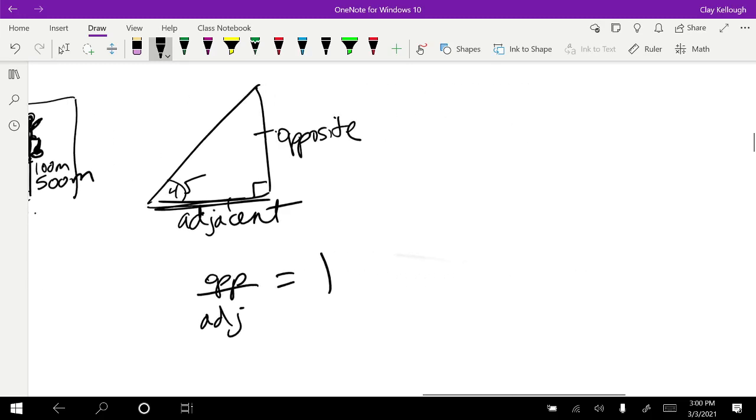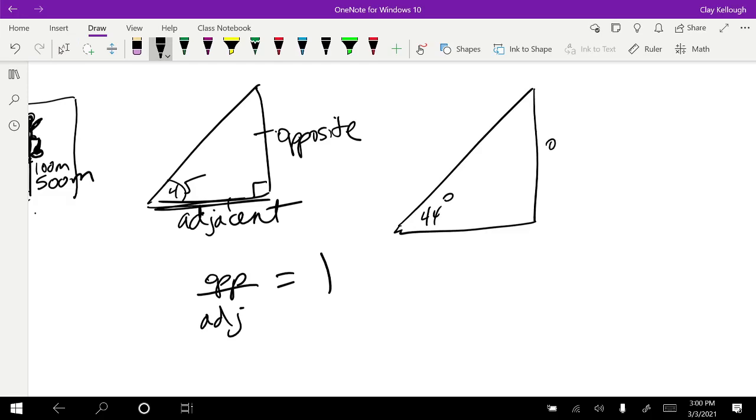But here's the thing. All triangles that are the same shape are proportional. So even though I wouldn't know exactly off the top of my head, what if instead of 45 degrees, what if it was like 44 degrees?